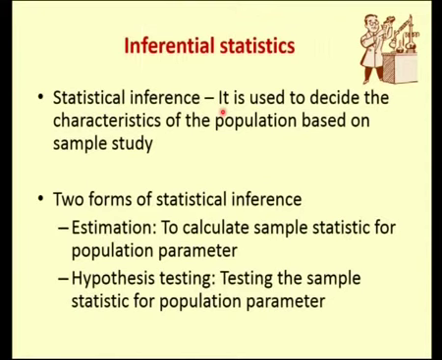Statistical inference is nothing but it is used to decide the characteristic of the population based on the sample study. So as I told you, the sample is nothing but your subset of the population, and if you want to infer about the population, you can take a sample and then under the sample we can discuss about the population. There are 2 forms of statistical inference. One we call it as the estimation, the other one is the hypothesis testing.